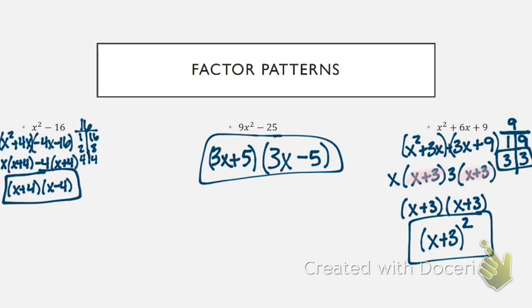For those that like why this is true, all this means when we have x plus 3 squared like this, all it means is the x-intercept happens twice.